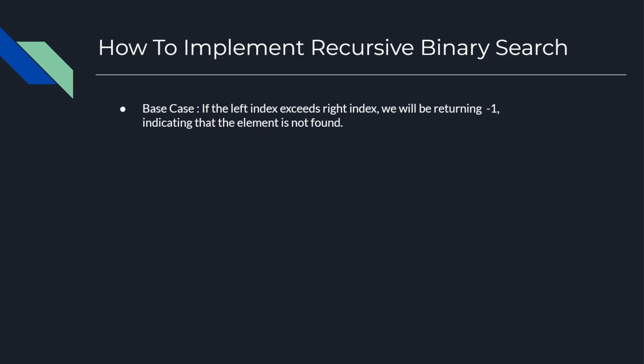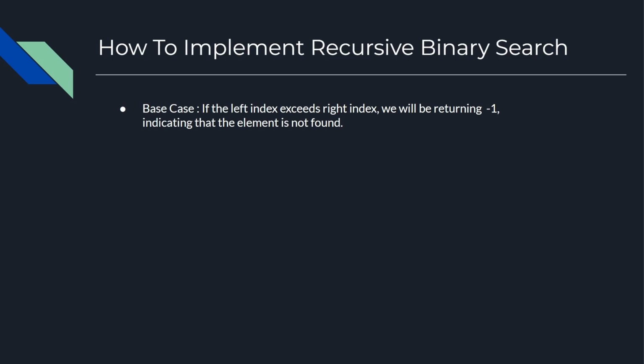So, step 1, the base case. The first thing to handle in any recursive function is the base case. In binary search, the base case occurs when the left index exceeds the right index. This condition tells us that we've searched the entire array but haven't found the element. So in this case, we return -1 to indicate that the target was not found. This is crucial for stopping the recursion, otherwise an infinite loop will occur.